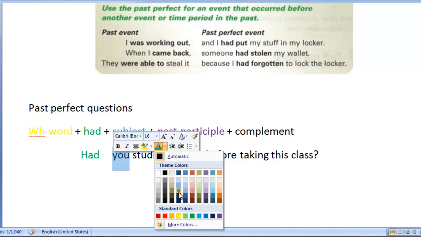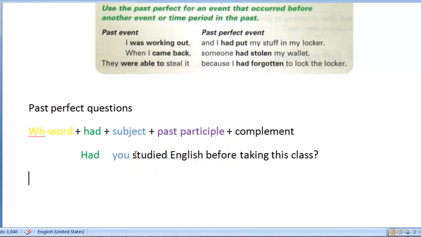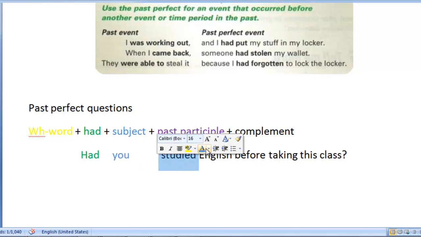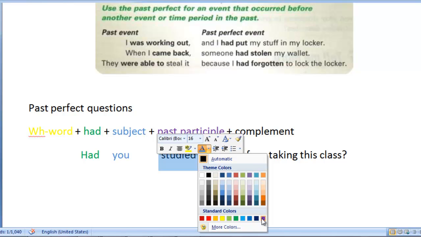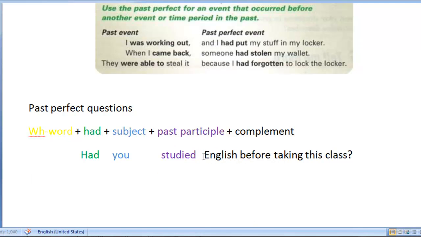So let me put a little blue color there. Then we will use the past participle of the verb that we're using. So in this case, it's the verb study. Okay, there we go. And then we have a complement. So that in black, you see that that's the complement of this particular question. So the question is, had you studied English before taking this class? Right? And that's how we form a yes or no question.